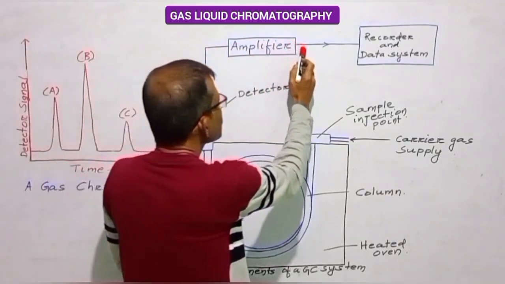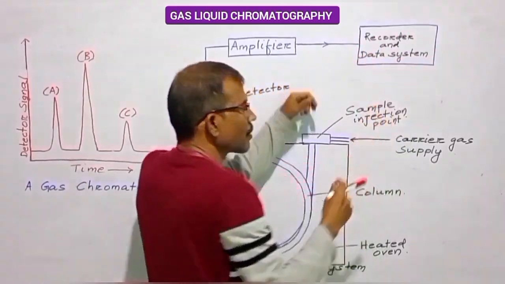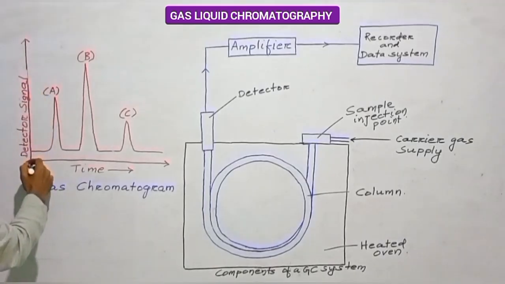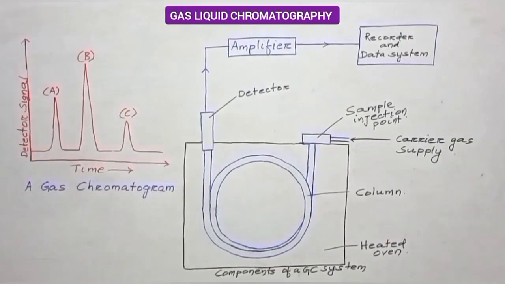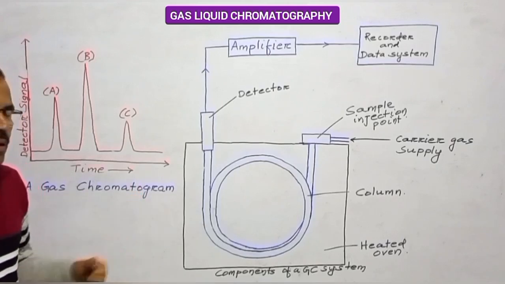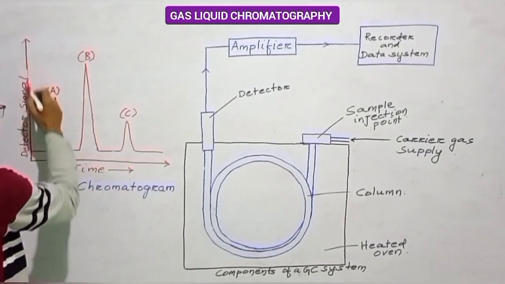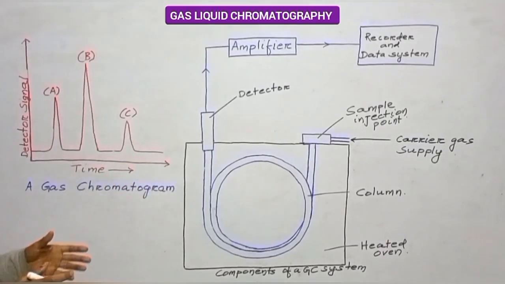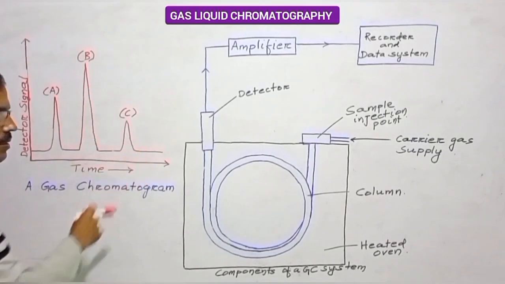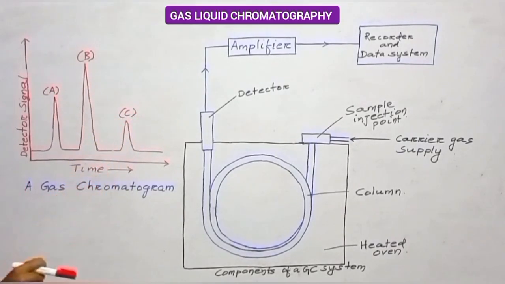After amplification, the signal is measured by a continuous recorder. When the magnitude of the signal is plotted against the time required for different analytes to be eluted out, a pattern is obtained. This pattern is called a chromatogram, which is made of a number of peaks. Each peak corresponds to one analyte.